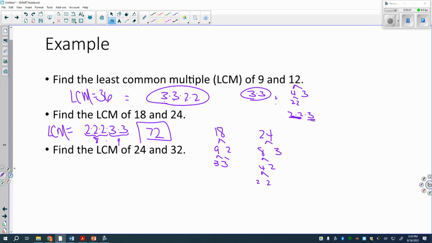If I were to list those out, I would have gotten to the same place. It's just harder to list out multiples of 18. 18, 36, 54, 72. It's harder to think of those.